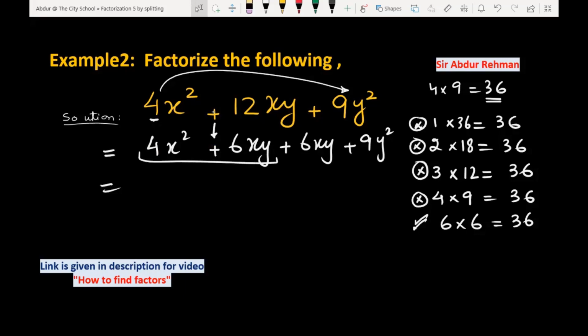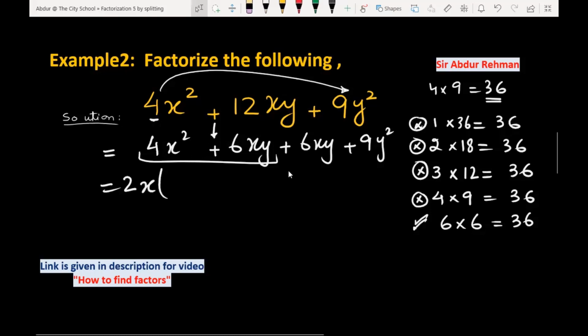By grouping, the common factor of 4 and 6 is 2, because 4 and 6 are divisible by 2. So first common is 2. And for the variable, this is x square, this is x. The common is the smallest power of x, which is x to the power 1.